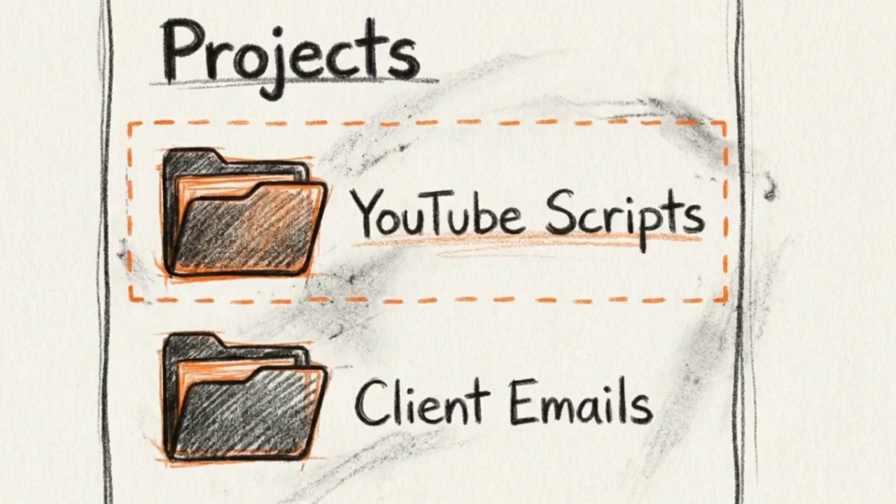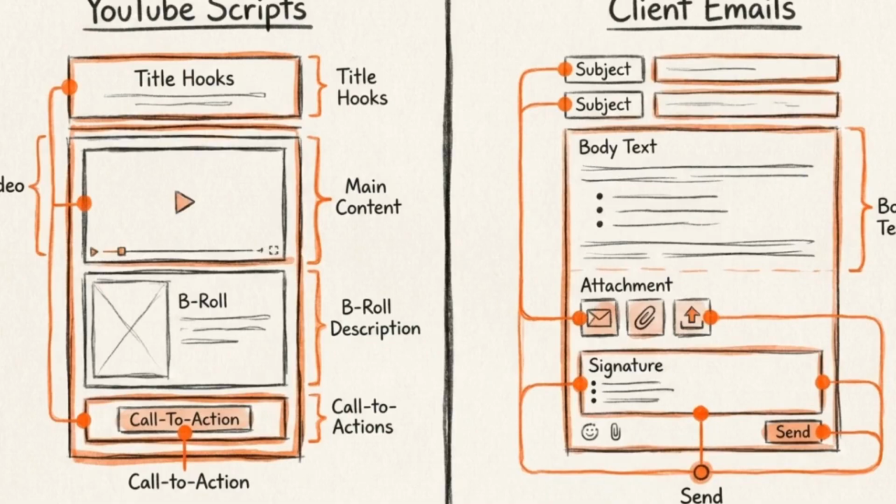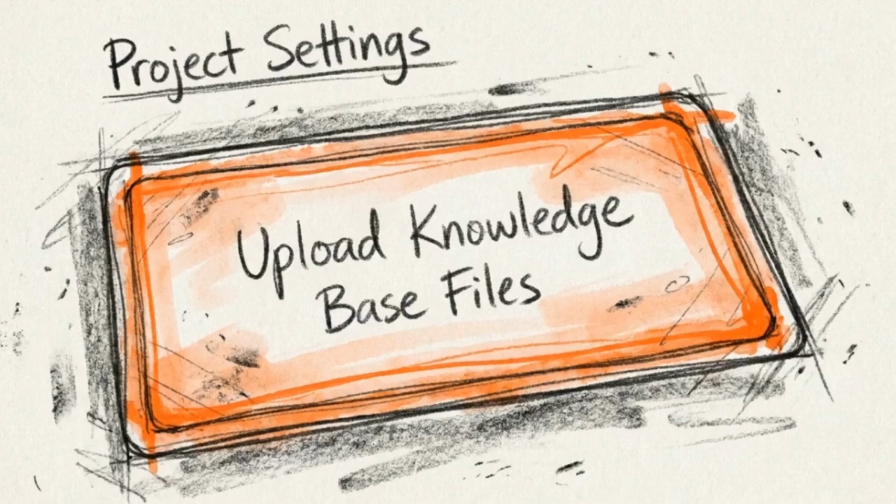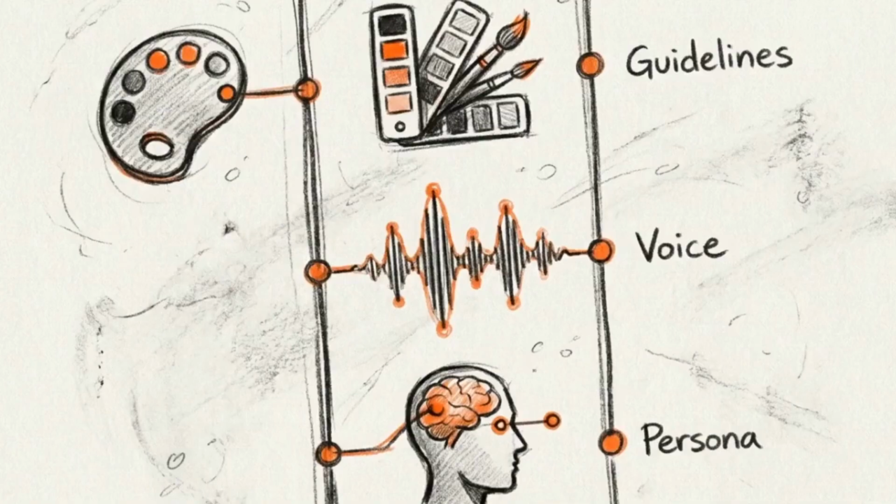To organize different workflows, you create projects. These are isolated workspaces designed so your YouTube scripting instructions do not contaminate your client email drafts. Inside a new project, upload your permanent reference materials. This is where you store your specific brand guidelines, voice samples, and one-page audience personas.